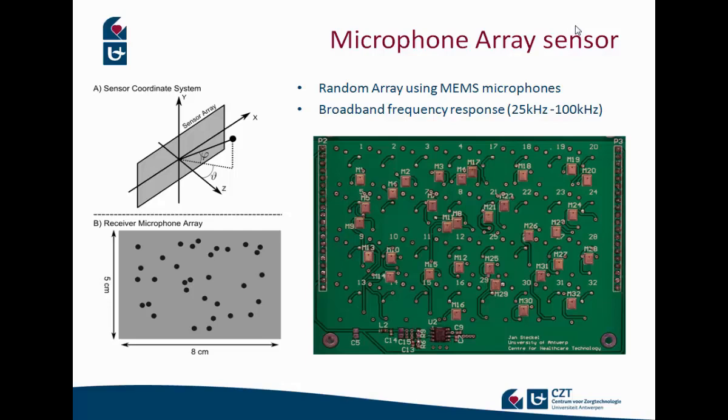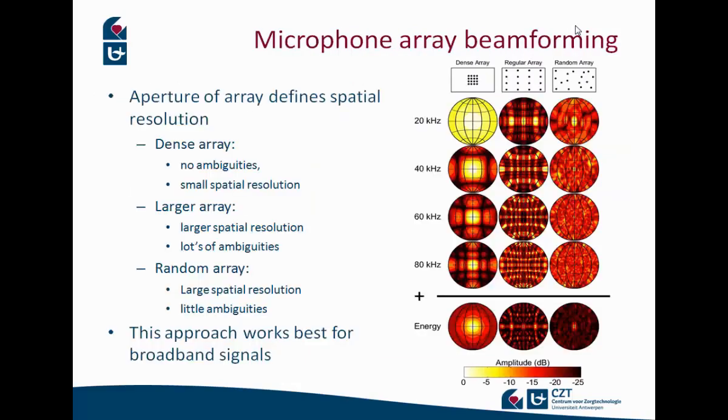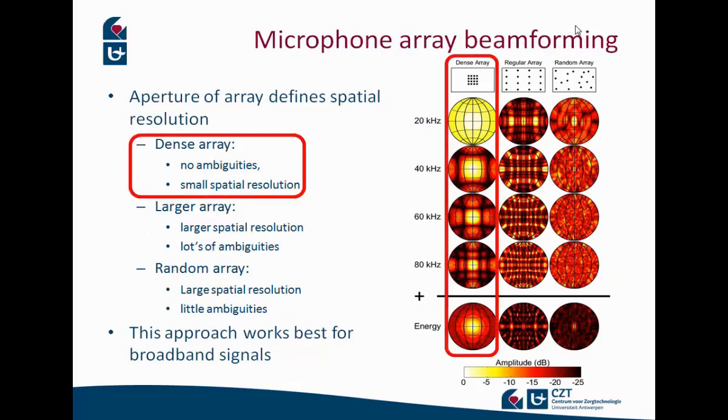So why do we use a random array? If you would use a dense array, where the microphones are spaced half the minimum wavelength, when that's the maximum spacing, then you have sampled your incoming wave field according to the Nyquist criterion, and you don't get any ambiguities. But you see that the point spread function is really wide. So you have a really wide main lobe, and you have some side lobes there.